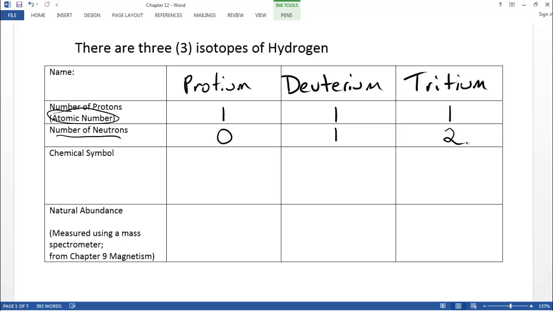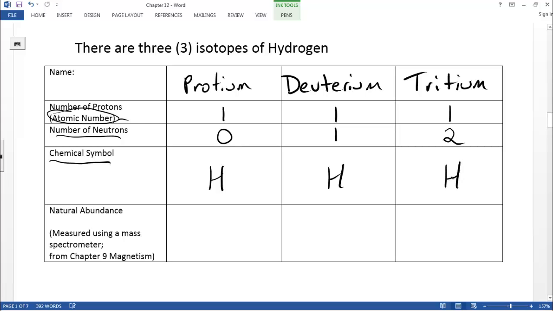It turns out that tritium is radioactive. We'll talk about radioactivity in another chapter. Okay, this is enough information to construct part of the chemical symbol. Okay, what's the symbol from the periodic table? Well, look at the atomic number. It's 1. So go to the first element on the periodic table. That's hydrogen. So the symbol for all three of these is H.